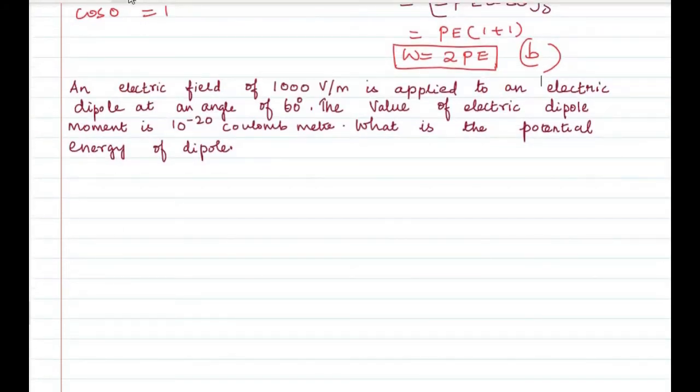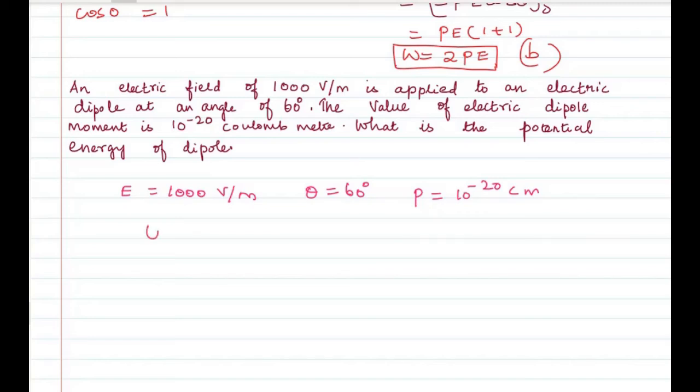Okay, next: an electric field of 1000 volt per meter is applied to an electric dipole at an angle of 60 degrees. So the electric field strength is given as E = 1000 volt per meter, applied at an angle theta equal to 60 degrees. The value of the electric dipole moment is P = 10 to the power of minus 20 coulomb meter. What is the potential energy of the dipole?